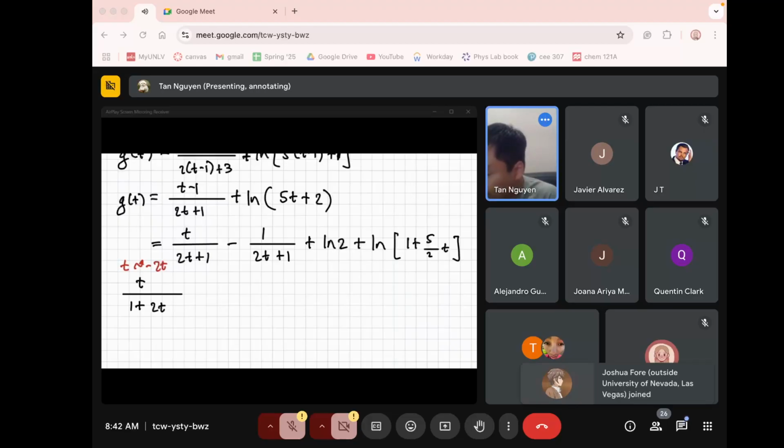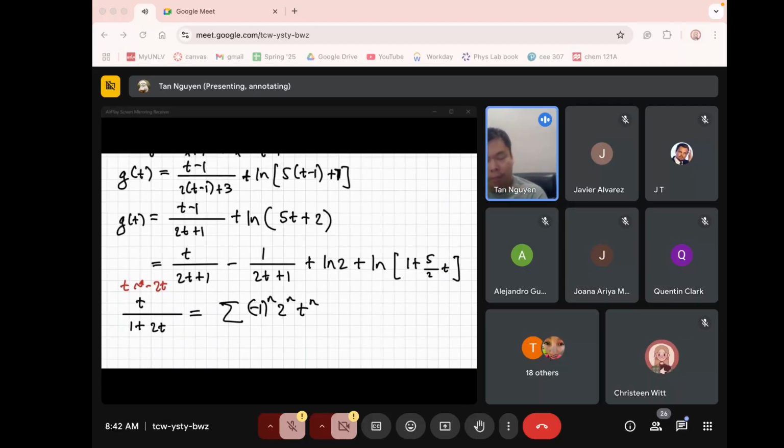Okay. So the formula becomes sigma of negative 1 to the n, 2 to the n, t to the n. Am I making sense so far? Okay. n starts from 0 to plus infinity. And then don't forget to multiply the series by t. So that power will simply be t to the n plus 1. Am I making sense so far?